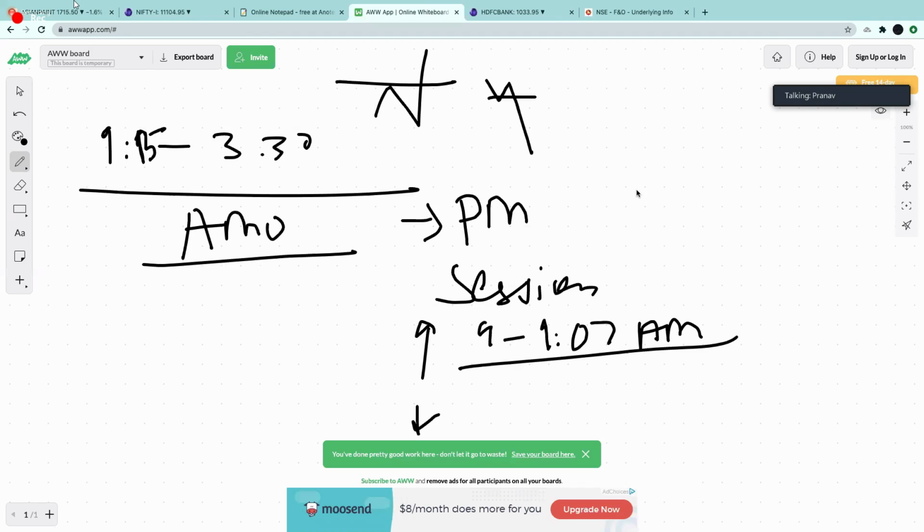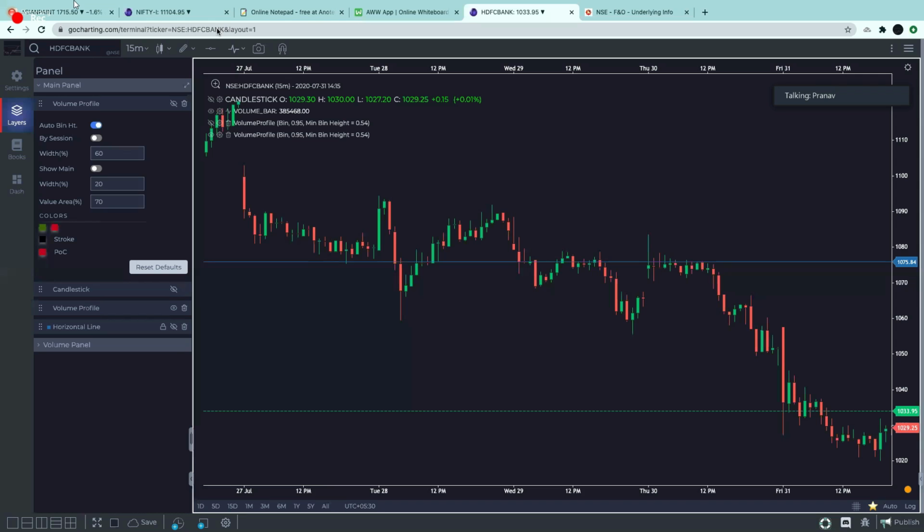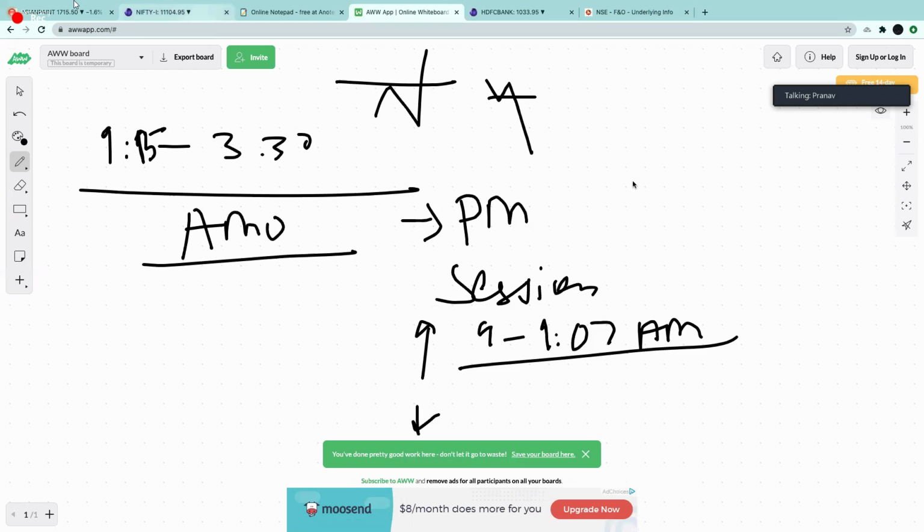Is the horizontal volume indicator in TradingView good? Right now I just showed you on TradingView only. If you can go for TradingView Pro, it's the best out there. You don't need to go for GoCharting.